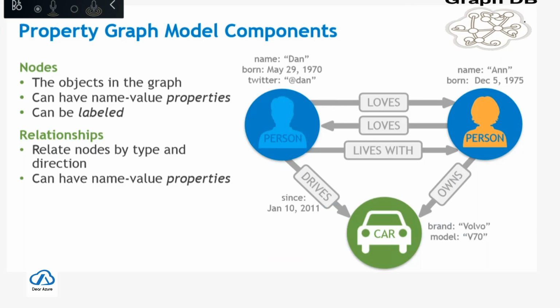So we talked about different components. We said that okay, it can have a name-value pair. It can basically be labeled. The relationship can have a type, and it can be directional. And it can only have name-value properties.